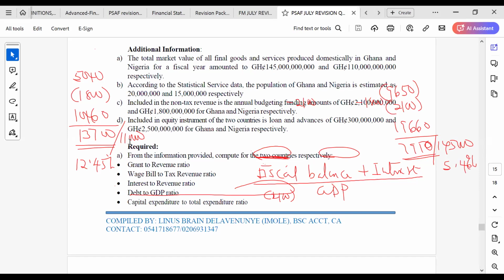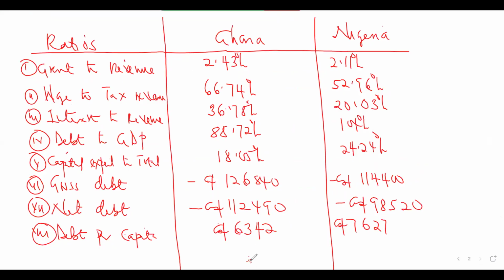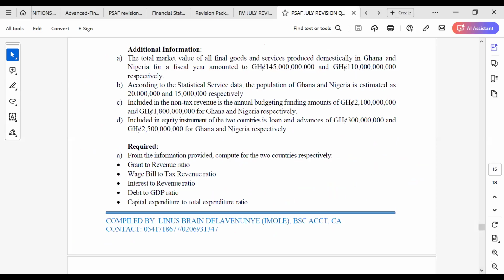Can we confirm that and move on? It's correct. Confirmed. Okay, so we have the primary physical balance. Ghana will be 5.46%. Nigeria is 12.45%. Okay. Let's come to what we call the non-oil physical balance.